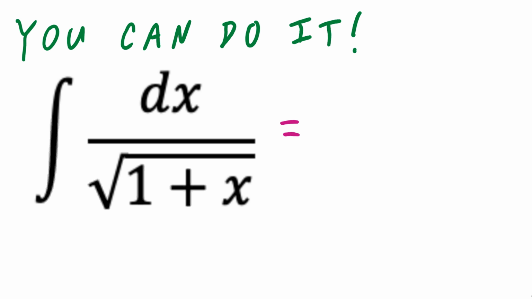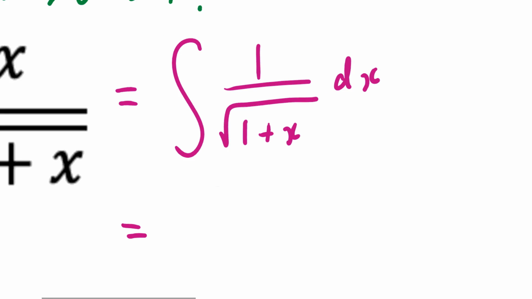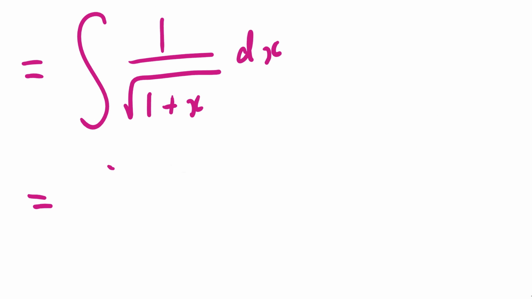Sometimes when you look at this, some students find it very confusing. So I'm going to rewrite this as 1 divided by the square root of 1 plus x, and you're trying to find the antiderivative, or the integration, with respect to x. Now, look what happens. You can rewrite this in exponent form.